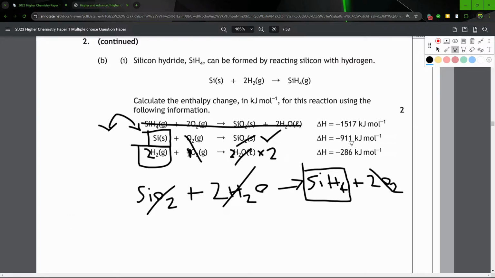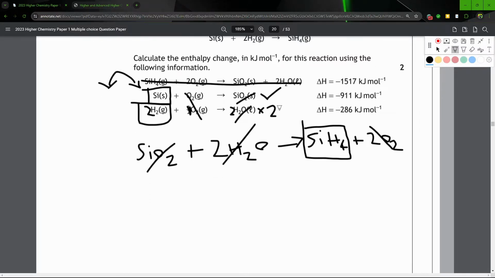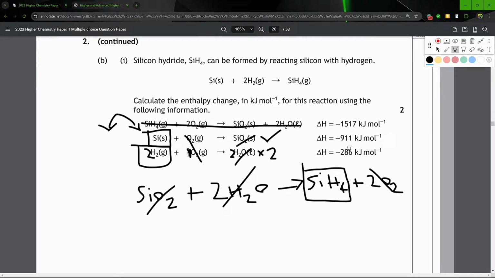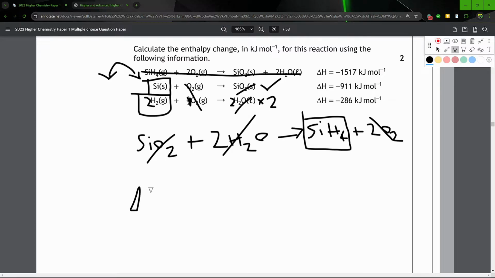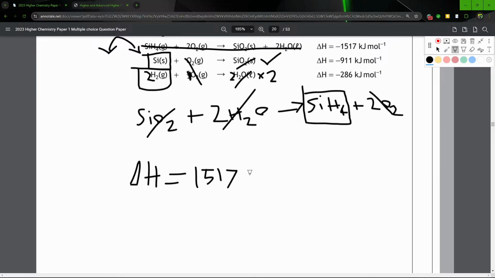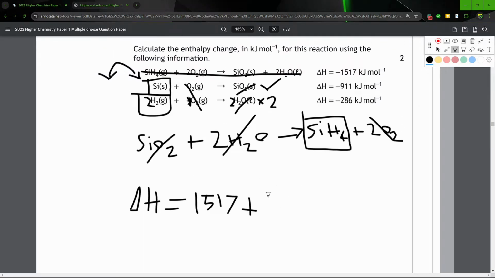So that means we've got an equation that actually works. And all those were just preambles so we can figure out what to do with these. So now we need to add all these together, but because we've flipped certain equations around, we need to adjust. If you flip an equation, the enthalpy change will be the same, but the sign will be flipped. So instead of negative 1,517, it will be positive 1,517. Now this equation we didn't change anything, so it'd still be negative 911. And then the next one we times by 2, so it'd actually be 2 times negative 208.